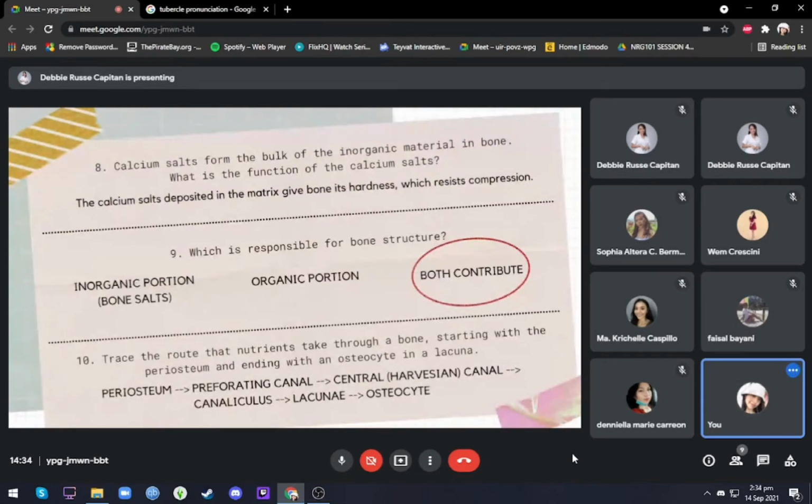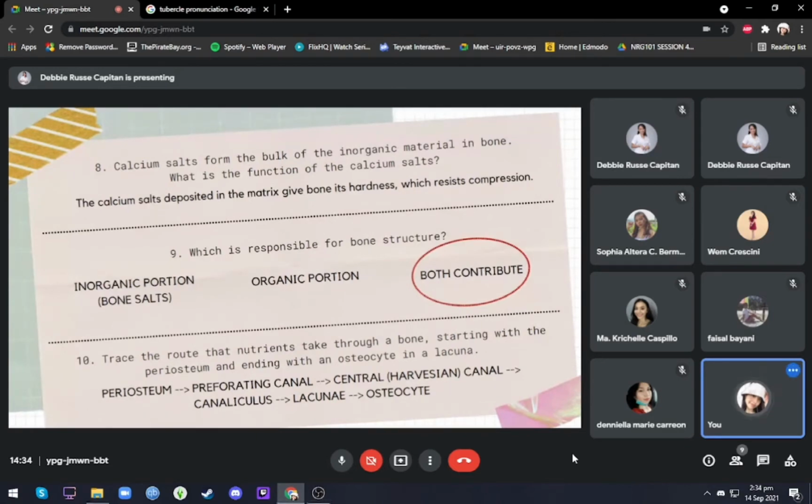Number 8. Calcium salts form the bulk of the inorganic material in bone. What is the function of the calcium salts? The calcium salts deposited in the matrix give bone its hardness, which resists compression. Number 9. Which is responsible for bone structure? Our answer is the inorganic portion and the organic portion. They both contribute.